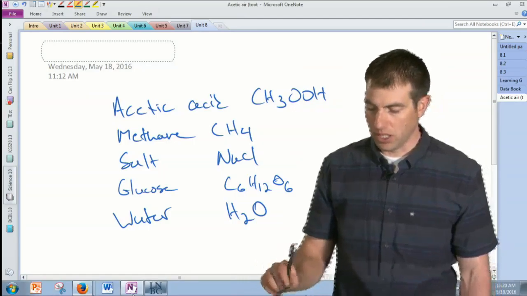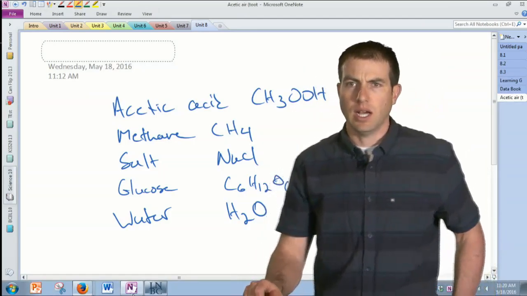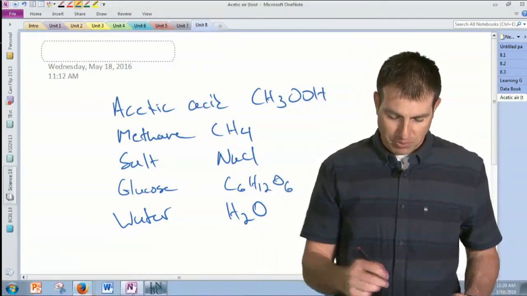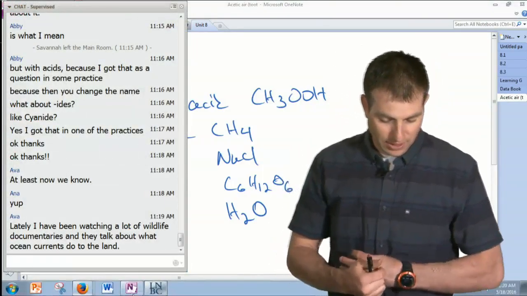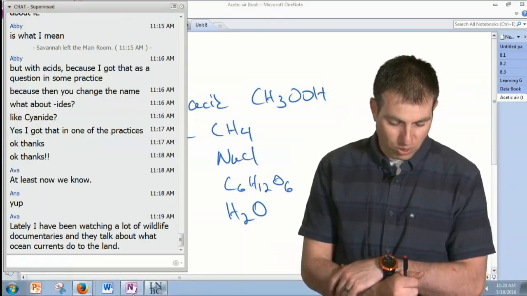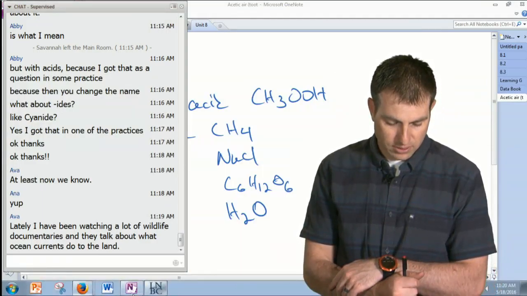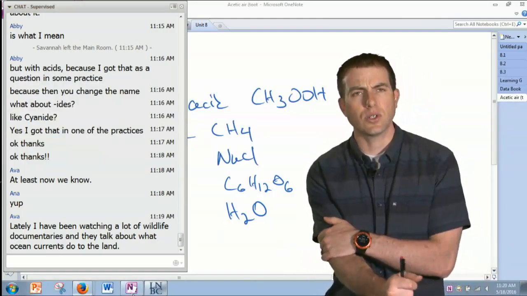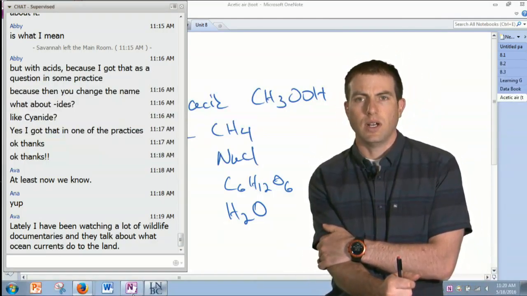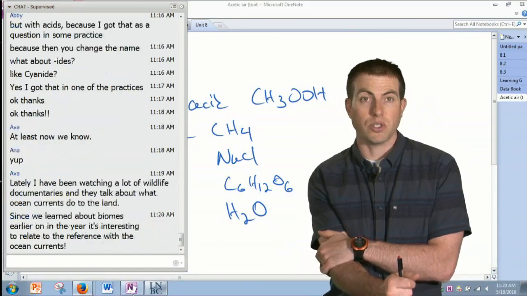Look what I started. You guys are writing paragraphs. Lately, we've been watching a lot of wildlife documentaries. Eva, I love your comments. So sciencey. And they talk about what ocean currents do to the land. Are you talking about El Nino, La Nina sort of currents, or the deep ocean currents?